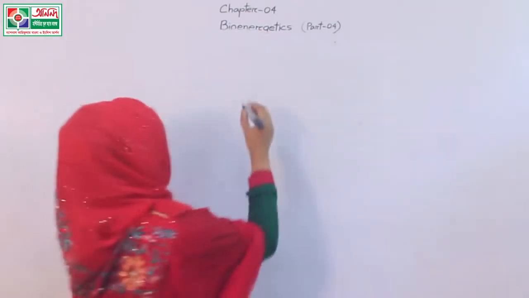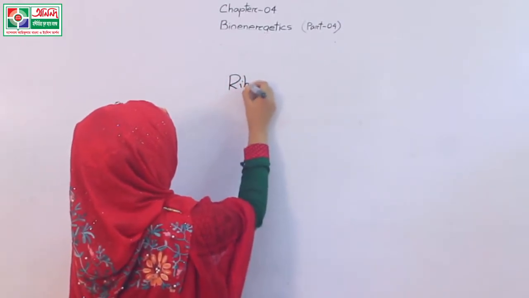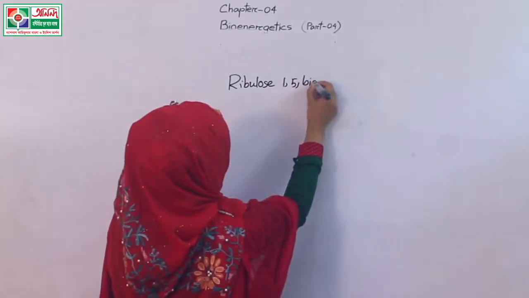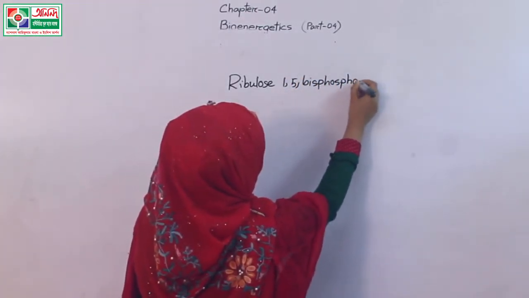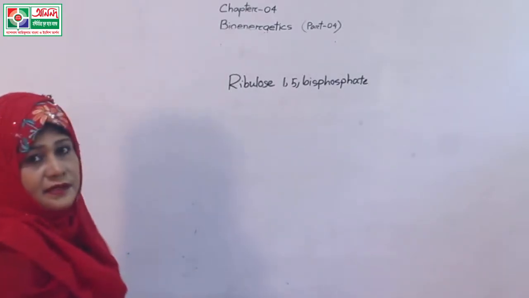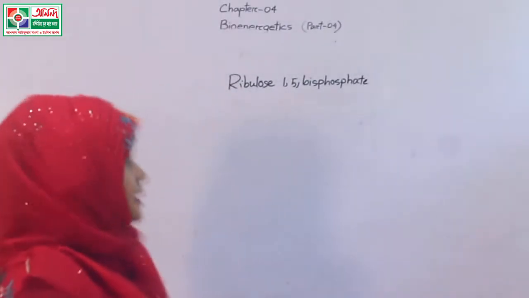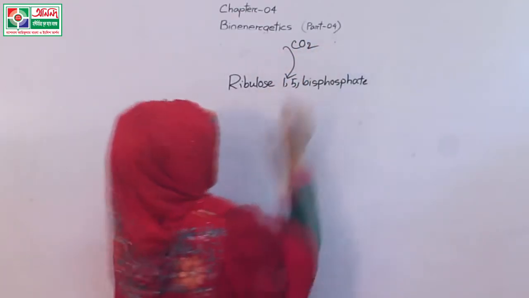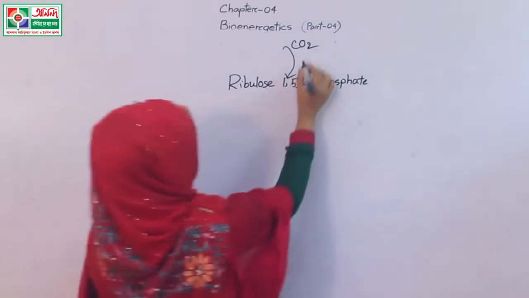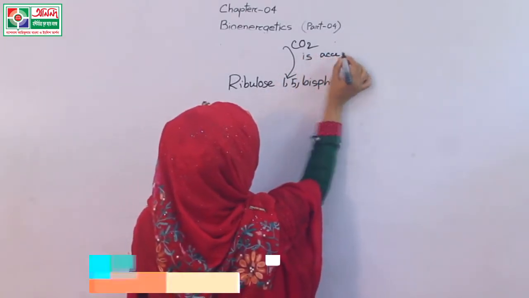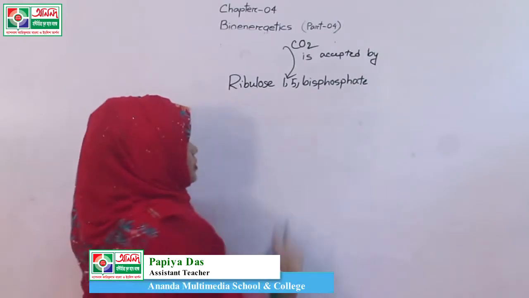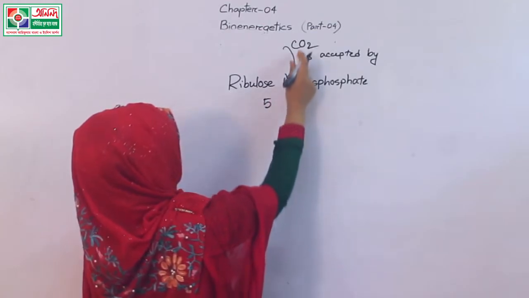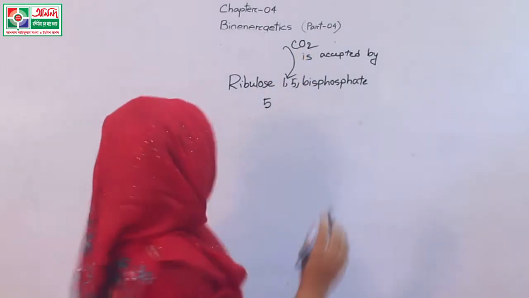First of all, I will write ribulose 1,5-bisphosphate, and we will find this in the mesophyll cells of the plant, and carbon dioxide is accepted by this ribulose 1,5-bisphosphate. You can write here also, carbon dioxide is accepted by ribulose 1,5-bisphosphate. Ribulose is 5 carbon, and from carbon dioxide we are getting another carbon.